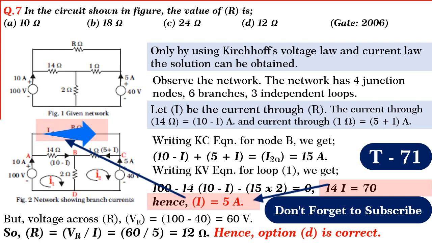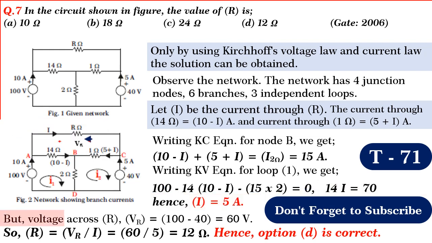5 amperes. But voltage across R, VR is equal to 100 minus 40 equal to 60 volts. So R is equal to VR divided by I. By substituting the values, we get R is equal to 12 ohm. Hence, the option D is the correct answer.